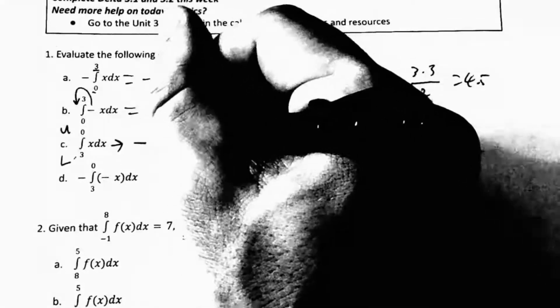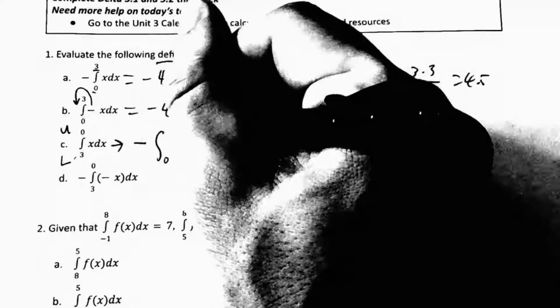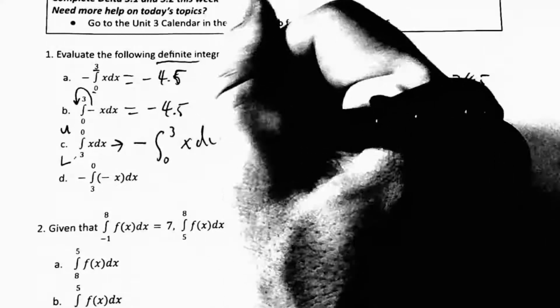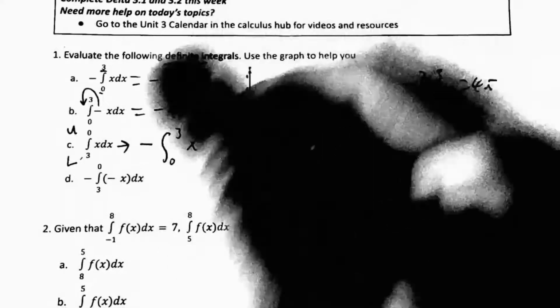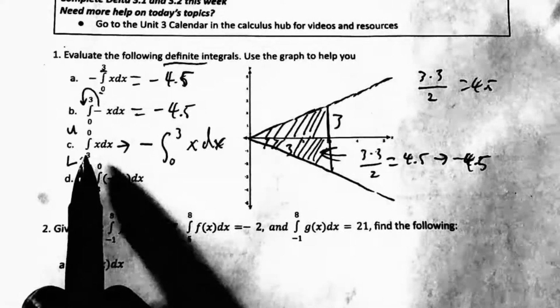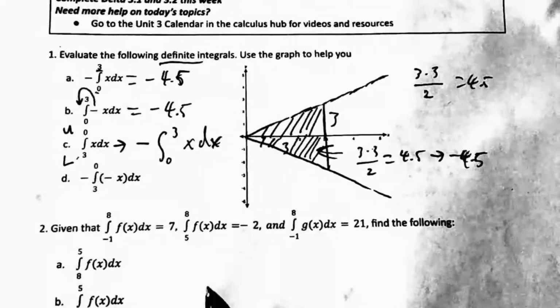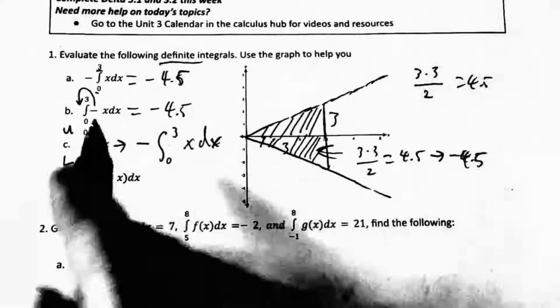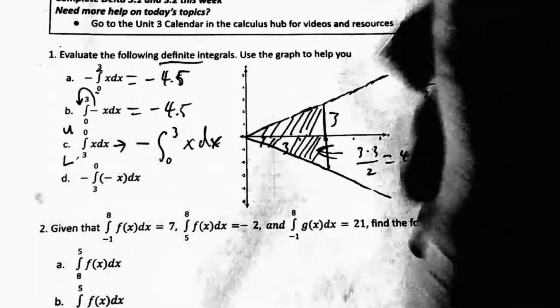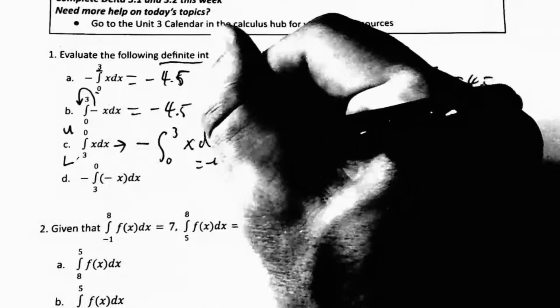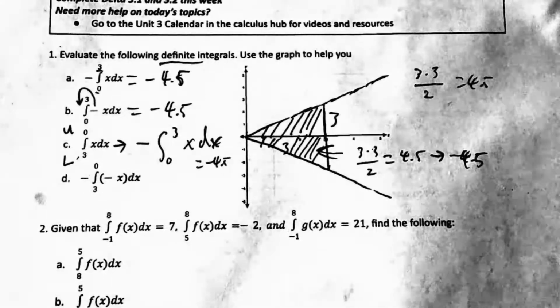So I'm going to change them to the integral from 0 to 3 of x dx. And I can do this if, when I flip the values, I turn it negative. And this, if you notice, is the same as A, so this is going to be negative 4.5. Okay.